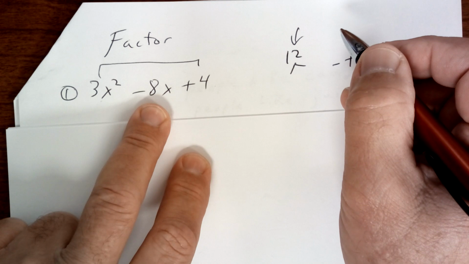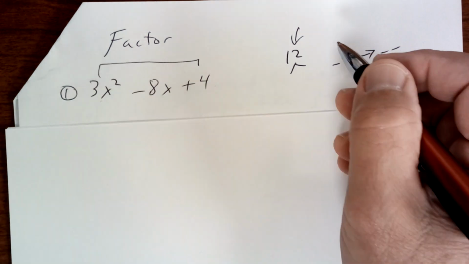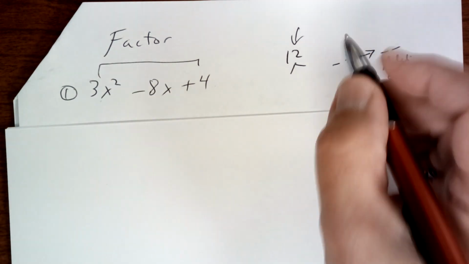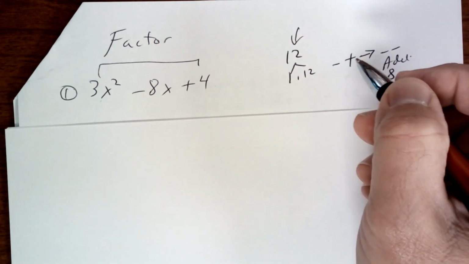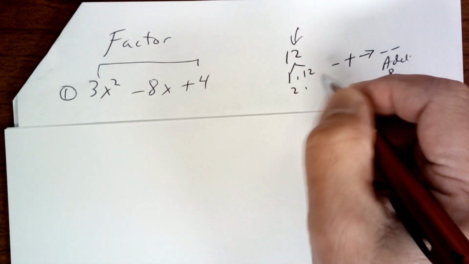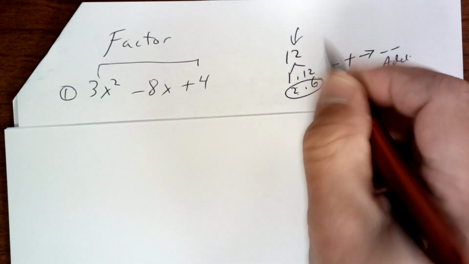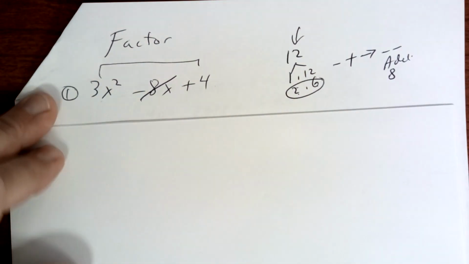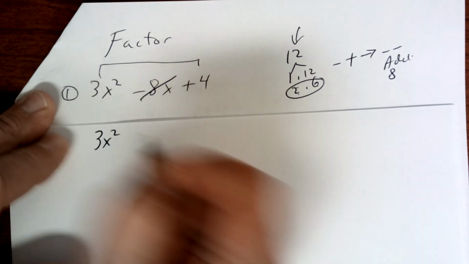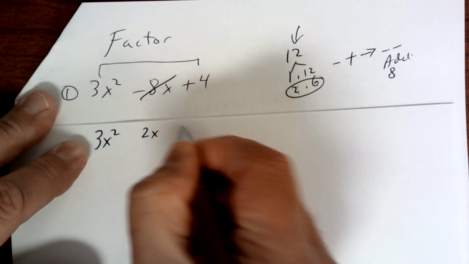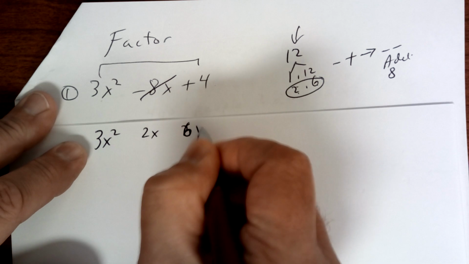Well, let's think here. 1 times 12? No. 2 times 6? 6, 7, 8. Okay, there it is right there. So we're going to substitute in place of that. So we're going to say 3x squared, and then 2x, and then 6x, and then plus 4.